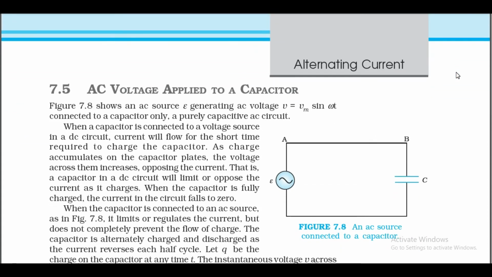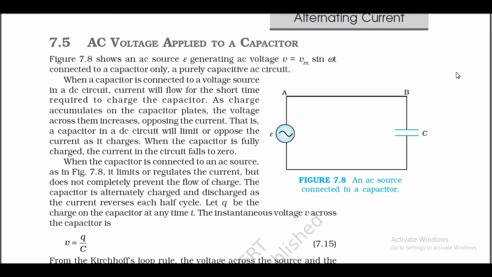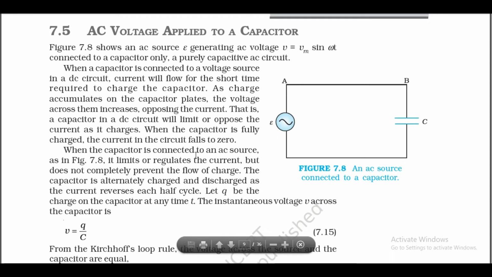7.5. AC voltage applied to a capacitor. Figure 7.8 shows an AC source ε generating AC voltage v = vm sin ωt connected to a capacitor only, a purely capacitive AC circuit. When a capacitor is connected to a voltage source in a DC circuit, current will flow for the short time required to charge the capacitor.